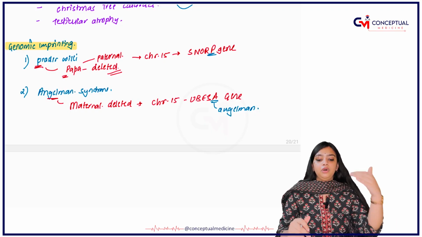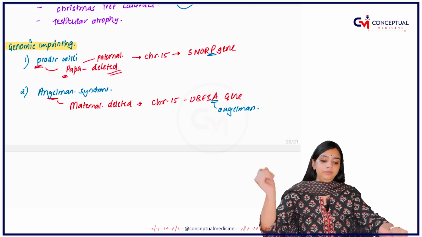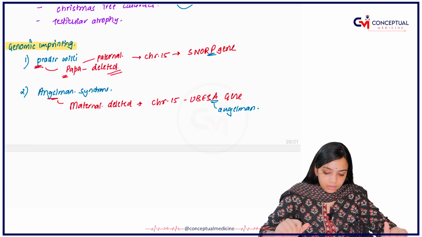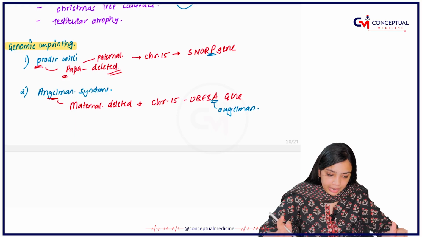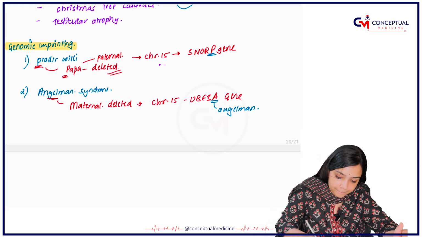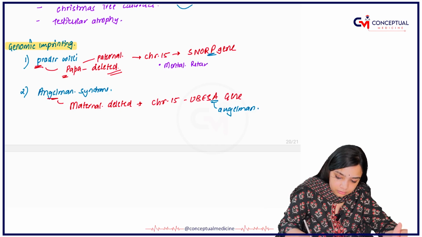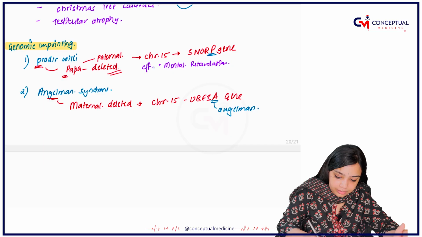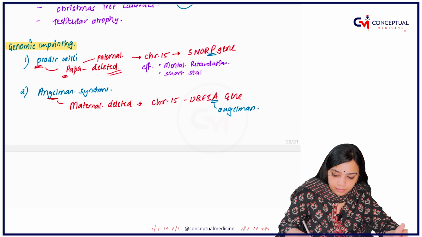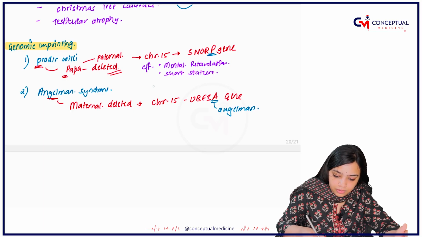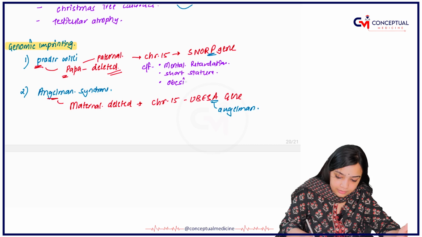Now, if I talk about the clinical features that we have, let's learn about them. In the Prader-Willi, you will have mental retardation and short stature. The person will be an obese person. So obesity will be there.